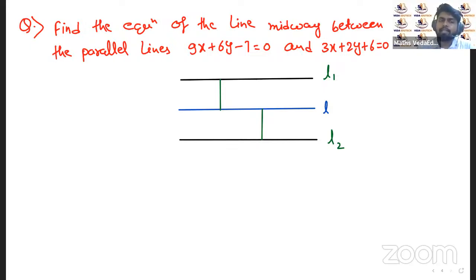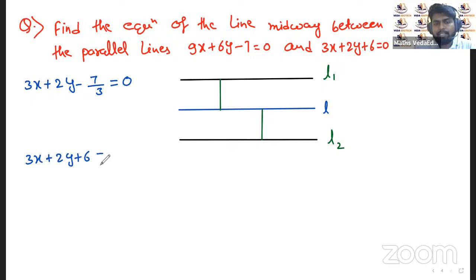Okay. Again, you can observe these two equations. One of them is 9x plus 6y minus 7 equal to 0. Another one is 3x plus 2y plus 6 equal to 0. If we are going to apply the distance formula here, obviously we need the same coefficients. The coefficient of x and the coefficient of y should be the same. You can see here it's 3x, and it's 9x. So we need to divide the first equation by 3. We'll get 3x plus 2y minus 7 by 3 equal to 0. 0 by 3 will give you 0 only. The second equation is 3x plus 2y plus 6 equal to 0.